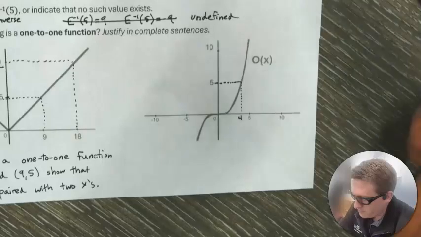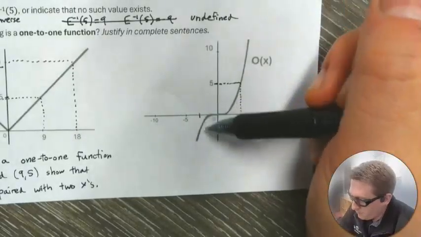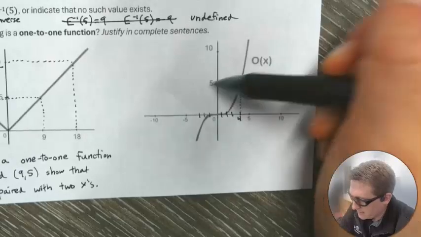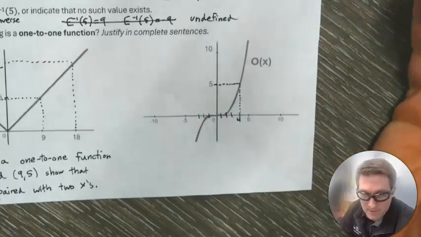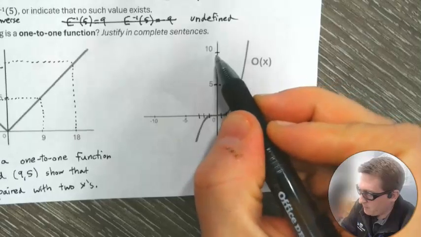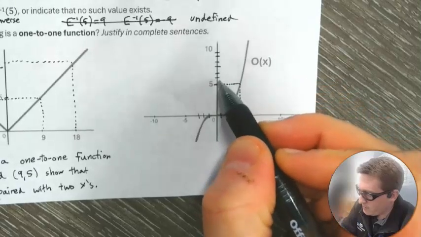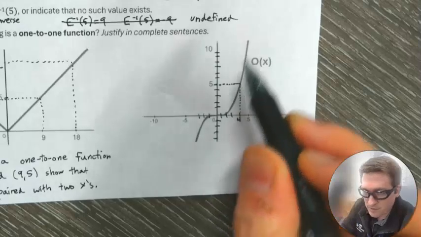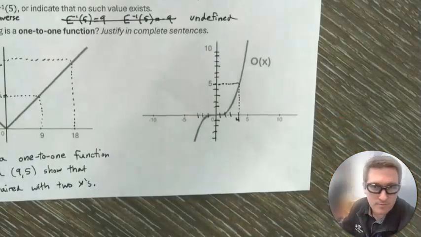But take a look at this function. Every x value has a unique y value. That's what makes it a function. But also every y value has a unique x value. So that is a 1-to-1.